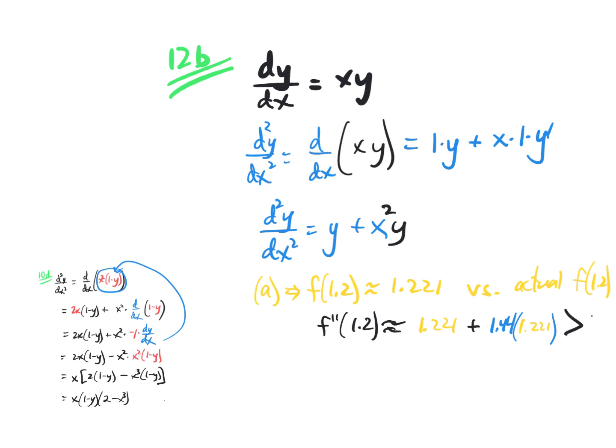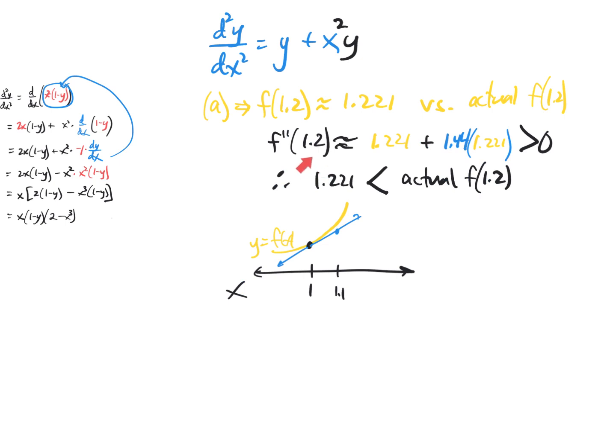And since this is positive, 1.221 is less than the actual value for f at x equals 1.2. Because if the second derivative is bigger than 0, it's concave up like this yellow curve. And if we're doing a linearization, the entire line will be underneath, and therefore our estimate will be a little bit underneath or smaller than the actual value.